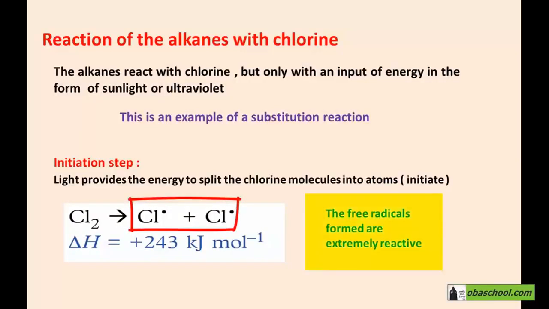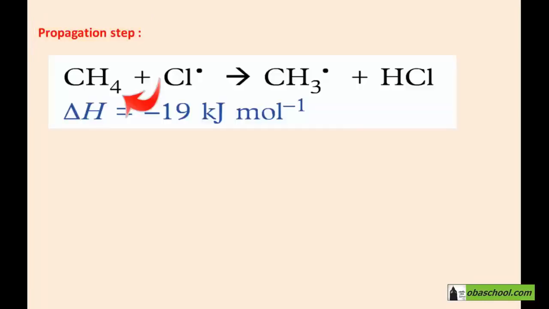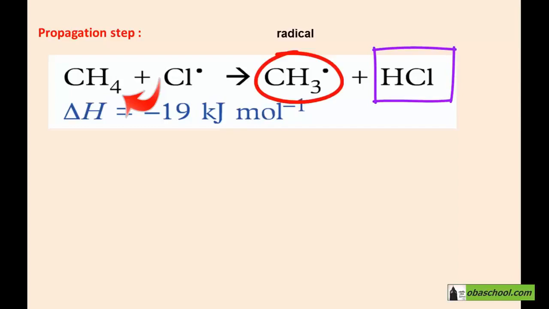These free radicals are extremely reactive, so their reactivity is really high, so they will react in the next step, which is the propagation step. So after the initiation step, there is the propagation step. In this reaction, the chlorine radical will take a hydrogen atom from the alkane. So we will have HCl and a CH3 radical. So this carbon atom has only 3 bonds, whereas it must have 4 bonds. So it is a radical with high reactivity.